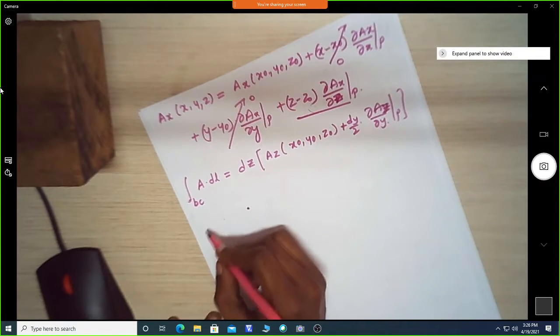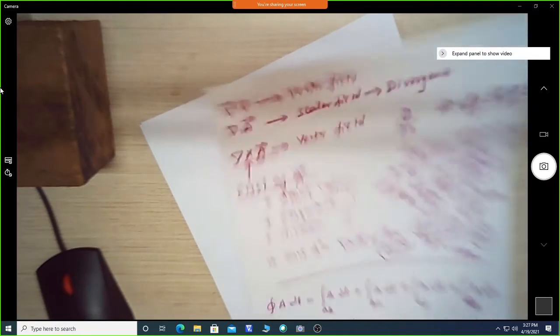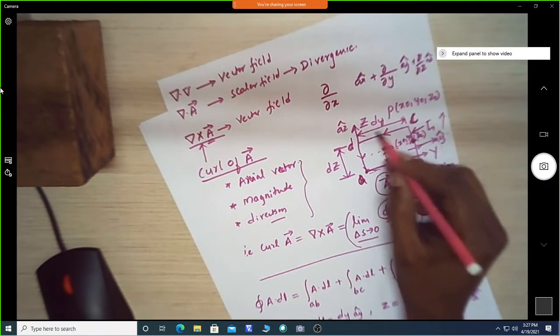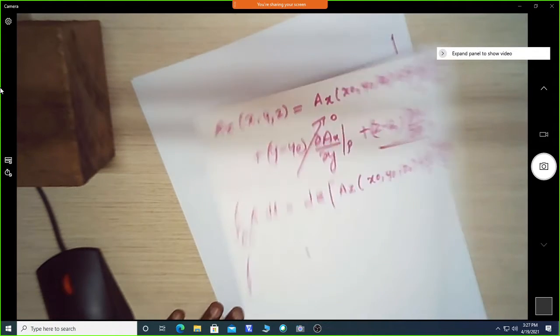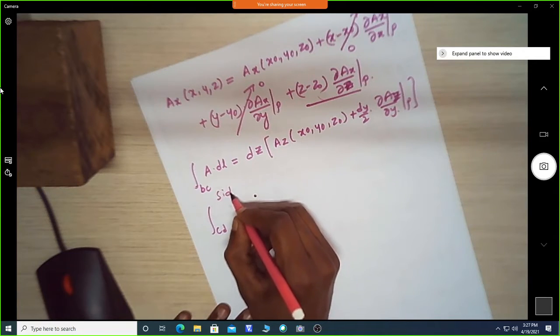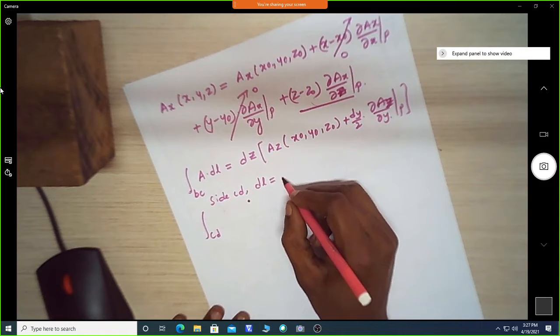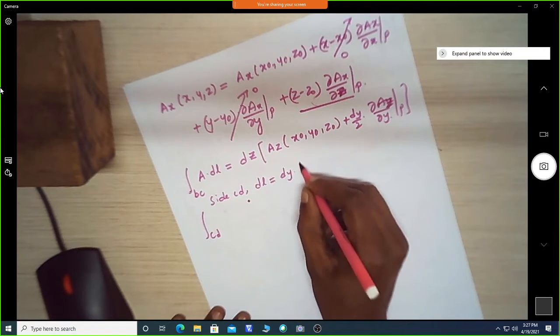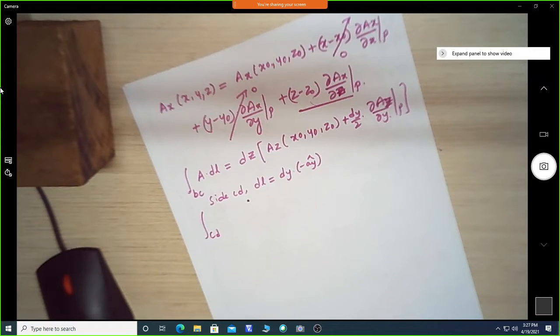And similarly for the line integral on CD. So this line is CD. It is similar to AB, but in the negative direction. So for side CD, what is dl? dl is nothing but dy in the direction of negative ay. So that is in the negative direction.